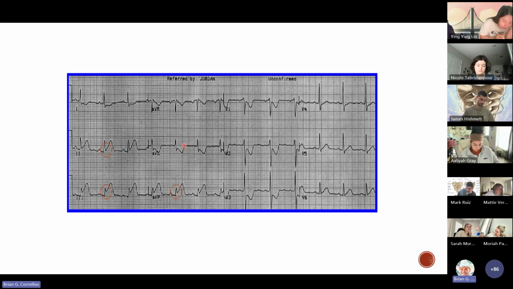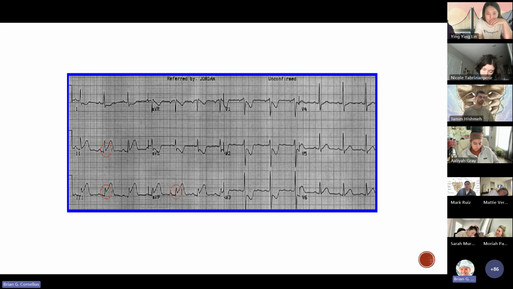What do I have going on with my other leads? If I look at lead 1 here, what do I see? My isoelectric line is here. What's going on with my ST segment? It's depressed, right? So I have a little bit of ST depression. What does that potentially tell me? This may be that mirroring of the other part of the heart. We'll talk about it again in just a second.